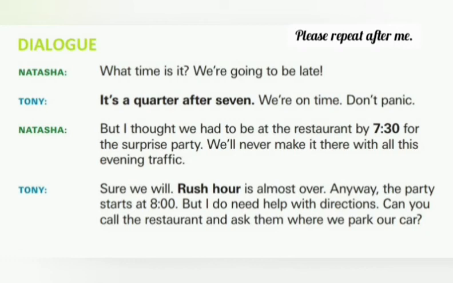Now let us practice each role. First, you will be Natasha. And I will be Tony.